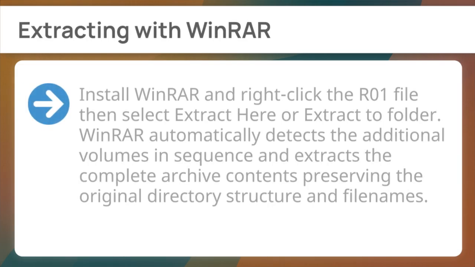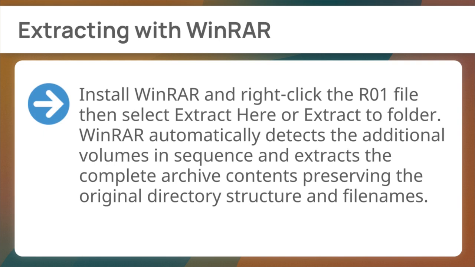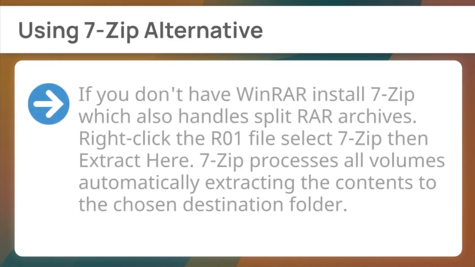Next, extracting with WinRAR. Install WinRAR and right-click the R01 file, then select Extract Here or Extract to Folder. WinRAR automatically detects the additional volumes in sequence and extracts the complete archive contents, preserving the original directory structure and file names.